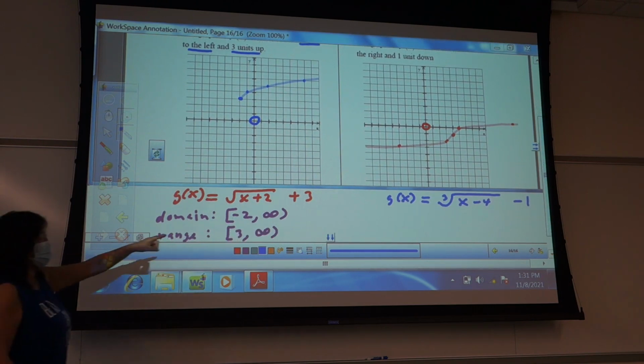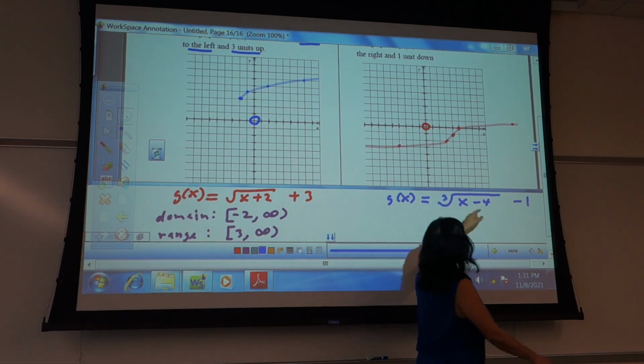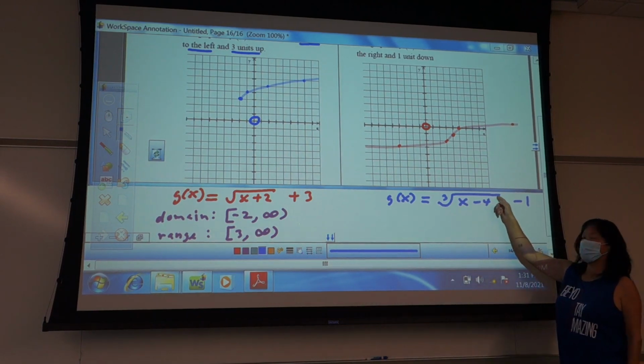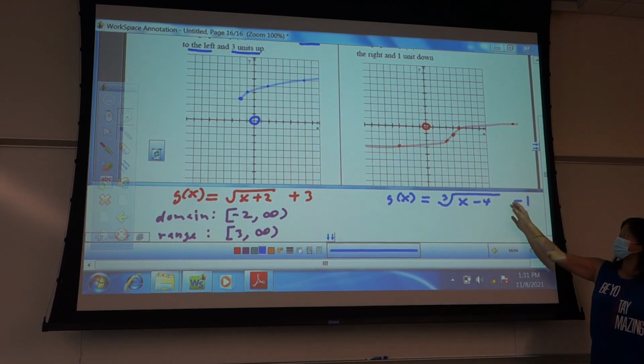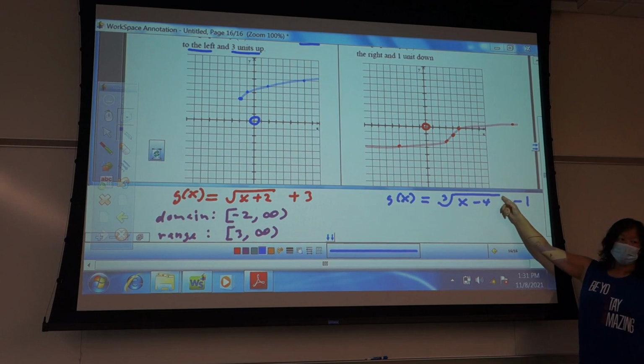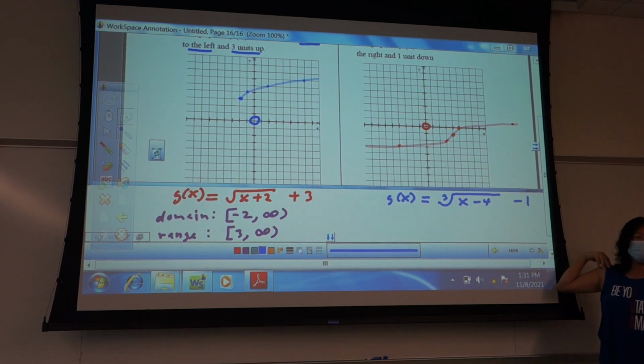Make sure you have it cubed here. It's got to be a cube root. This is on the inside, underneath the root symbol. This is on the outside, not inside the root symbol. It's on the outside part. Good?